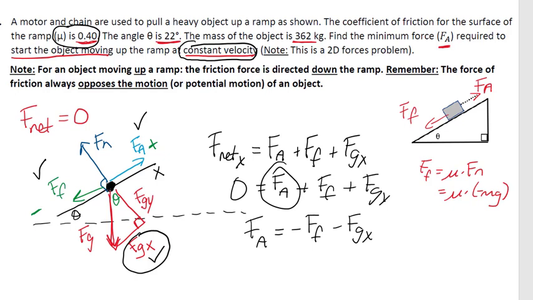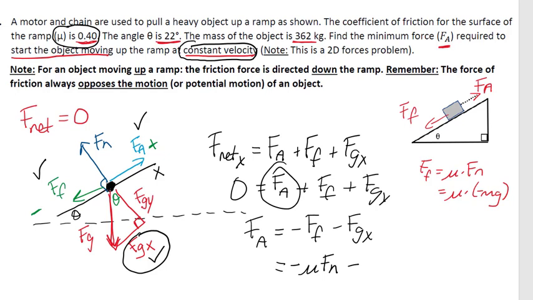The net force equals the friction force plus the y component of the weight. And if you remember from our 2D vectors, if you're finding the x component of a force, you just take the force and multiply by cosine theta normally.